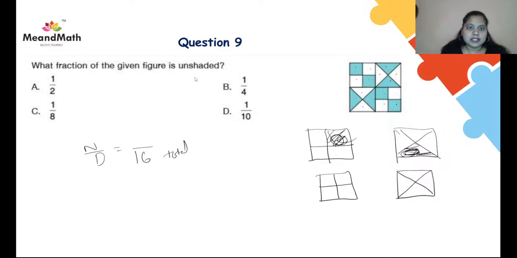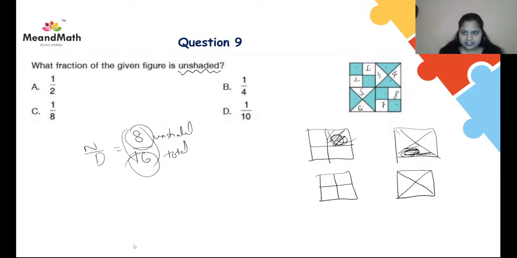Now they are asking us for the unshaded part, right? So we will see how many unshaded parts are there. 1, 2, 3, 4, 5, 6, 7, 8. So there are 8 unshaded parts here. Now if you look at the fraction, what does this fraction represent? So we can see that 8 is half of 16, right?